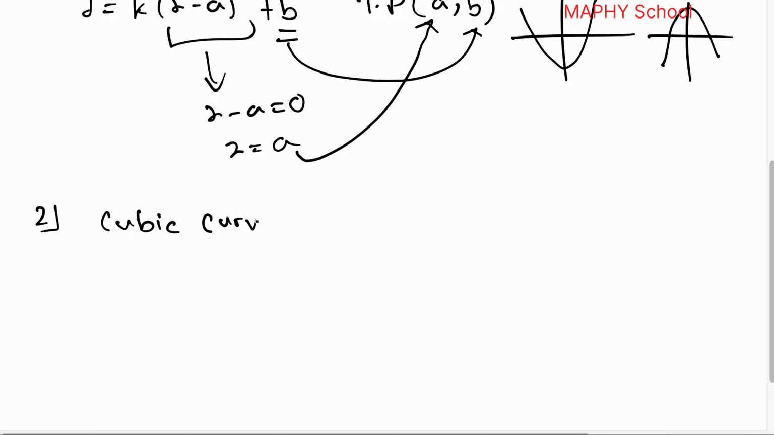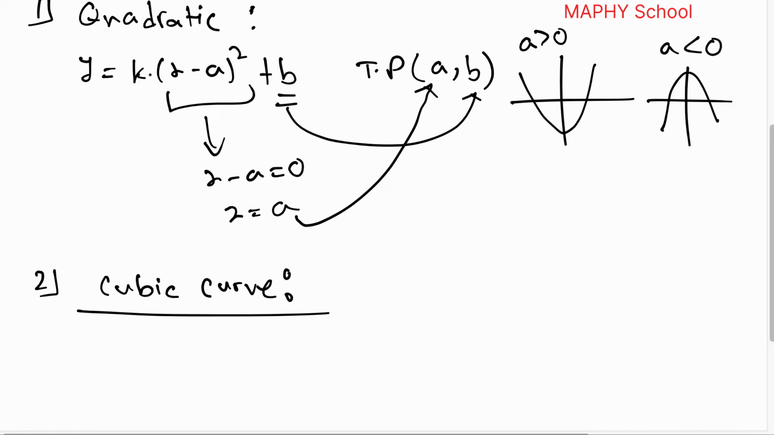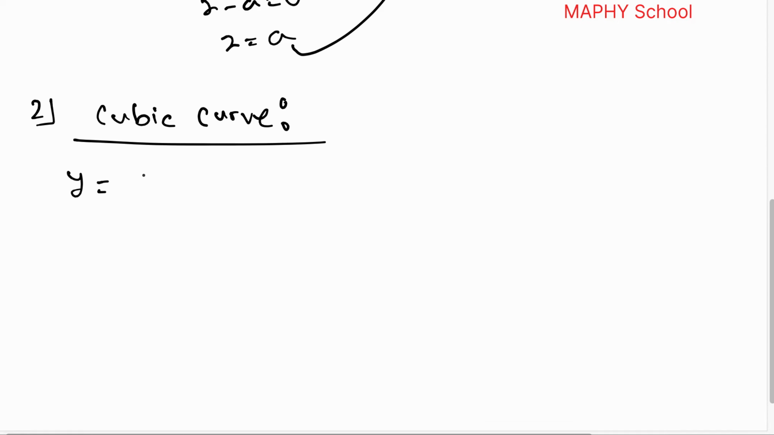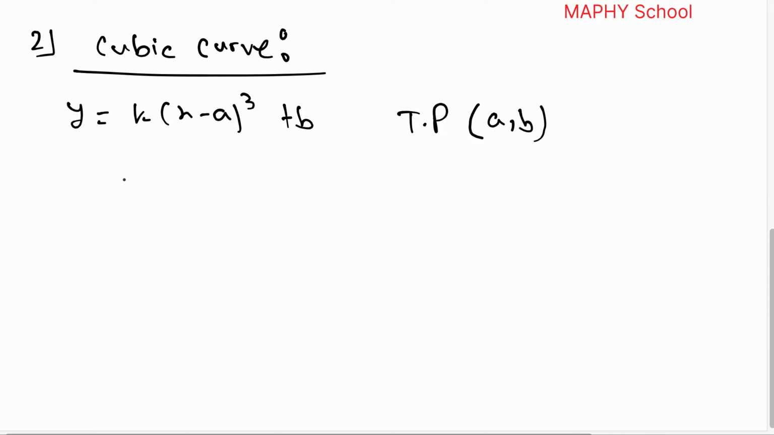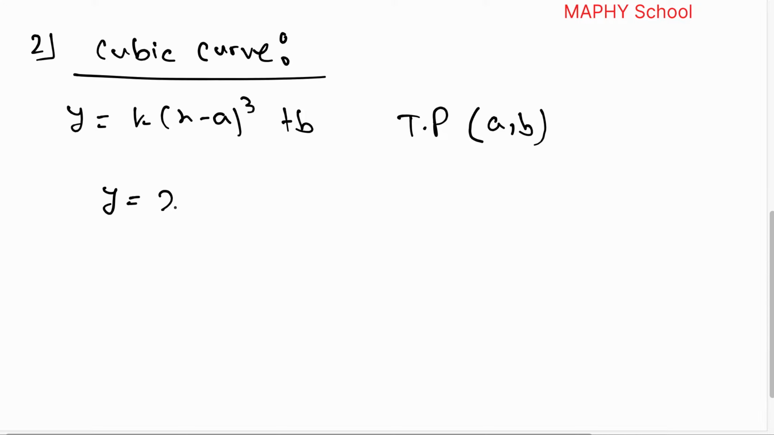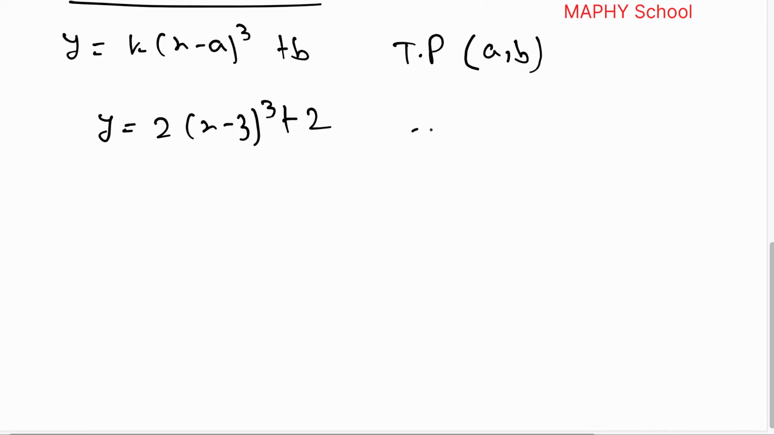cubic curve. In the cubic curve we can also write it in this form: y equals k(x minus a) whole cubed plus b. Here we say turning point, but it's actually the point of inflection. However, we call it the turning point. Similarly, it is (a, b). For example, I can give you a curve that is y equals 2(x minus 3) whole cubed plus 2. Here the turning point is (3, 2), right?